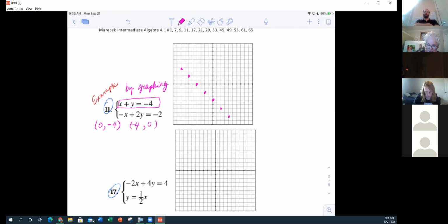Okay, then the second line, again, you could put it in y-intercept form, but this one's easy to do by intercepts. If I plug 0 in for x, I would get 2y equals -2. So y would equal -1. And then a second point, if I plug 0 in for the y value, I would get -x equals -2. So x is equal to 2. So (0, -1) and (2, 0).